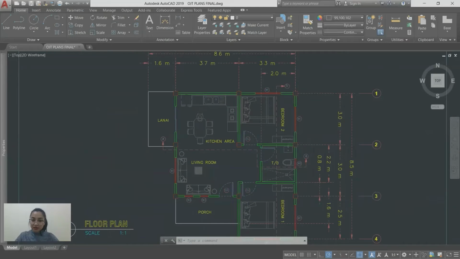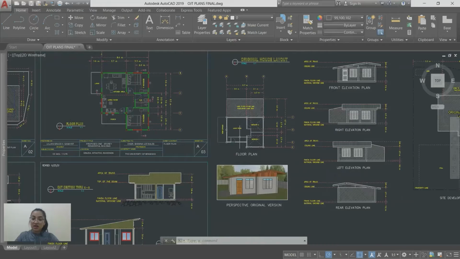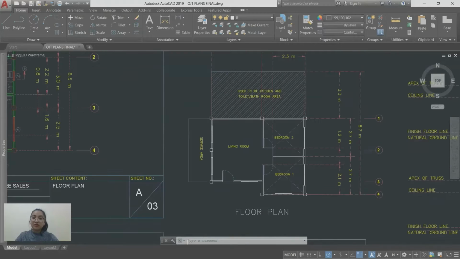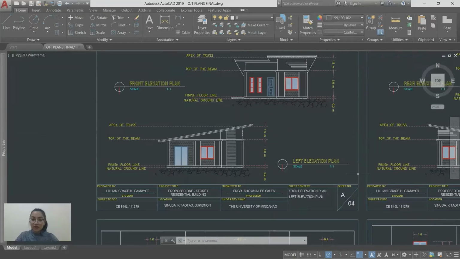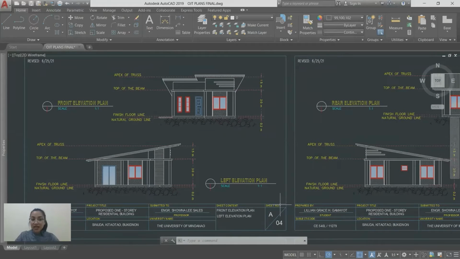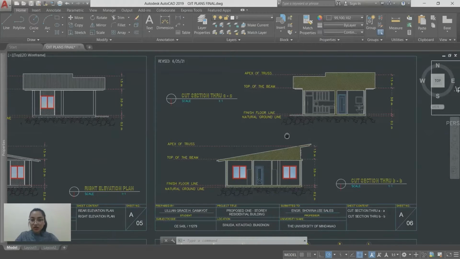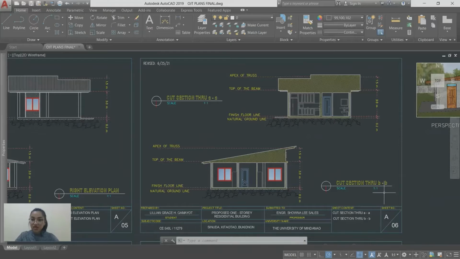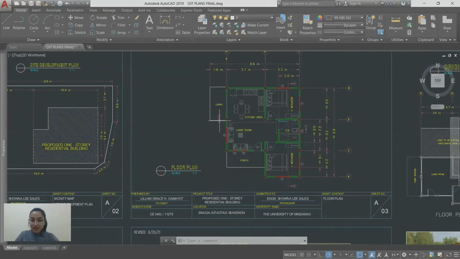So this is the proposed floor plan and the original layout. Then we have here the left elevation plan and the front elevation, the rear and the right elevation, cut section through AA, cut section through BB. Dito yan sa floor plan nakikita. So we have here the cut section AA and the cut section BB.